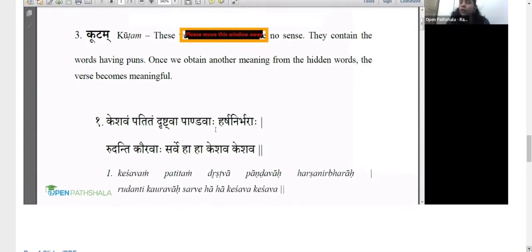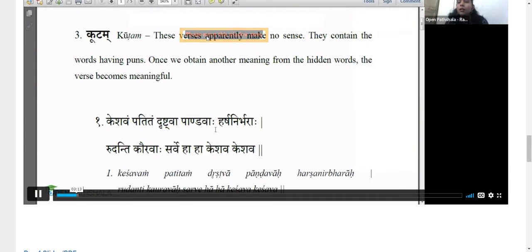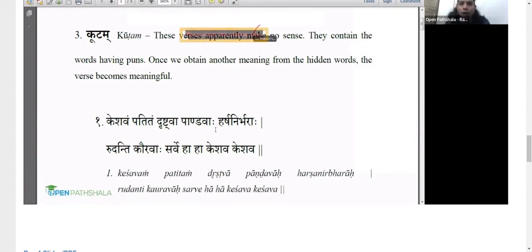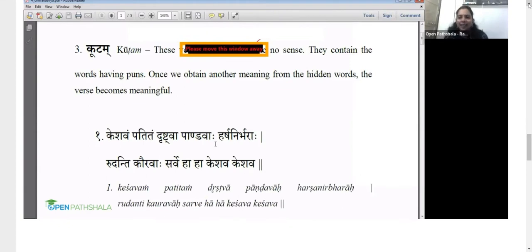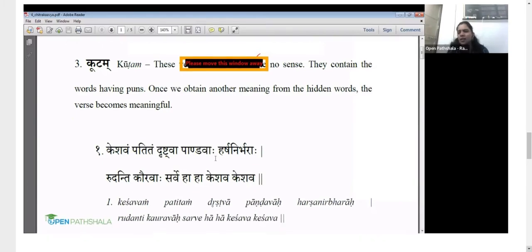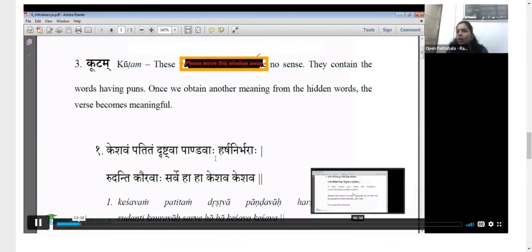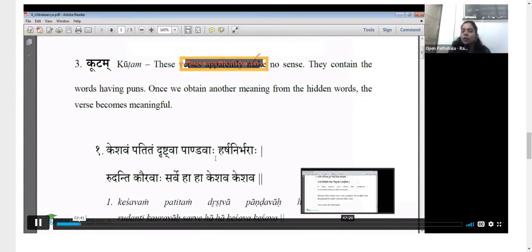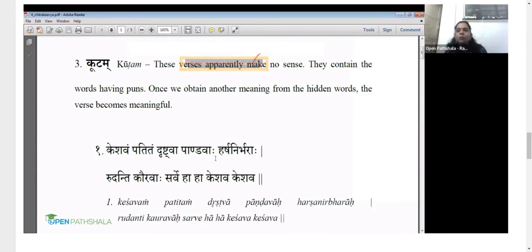So after seeing that Krishna is dead, the Pandavas became Harsha Nirbhara. That means they became really very happy. And the Kauravas started crying, how? Alas, ha ha Keshava Keshava. Oh Keshava, you are not here, you are gone. In that way the Kauravas started crying, but the Pandavas became happy.